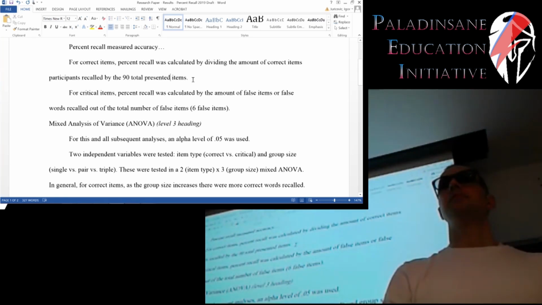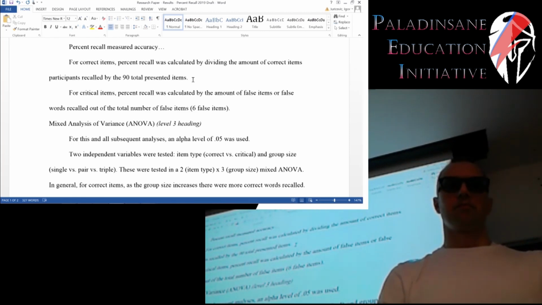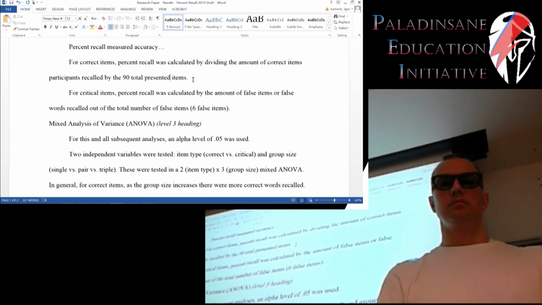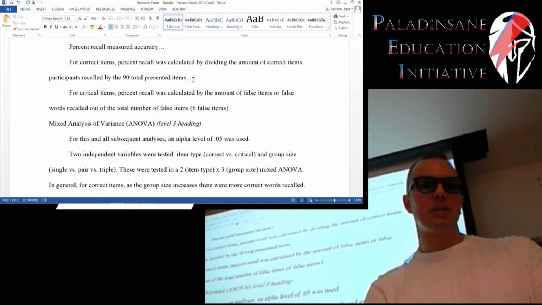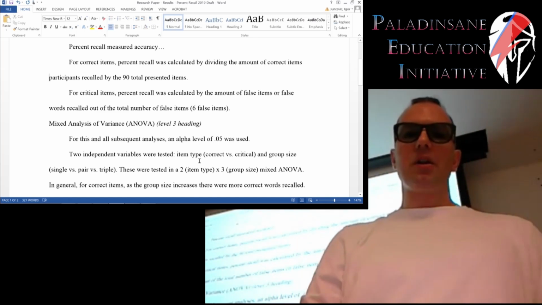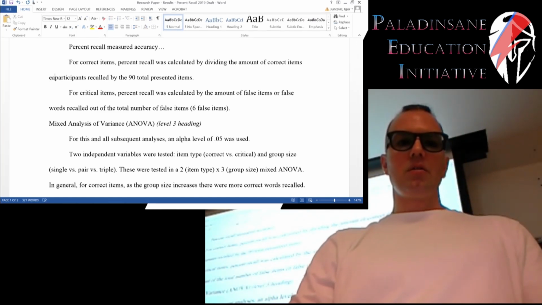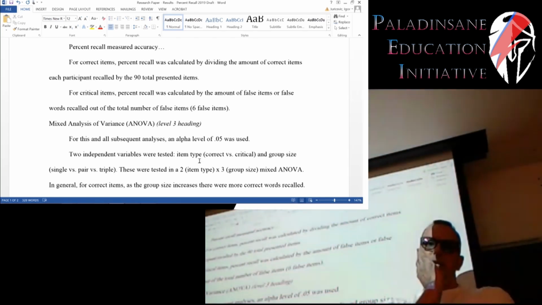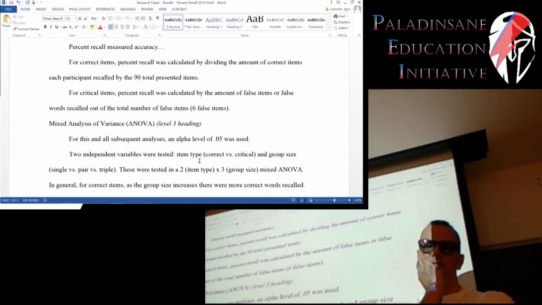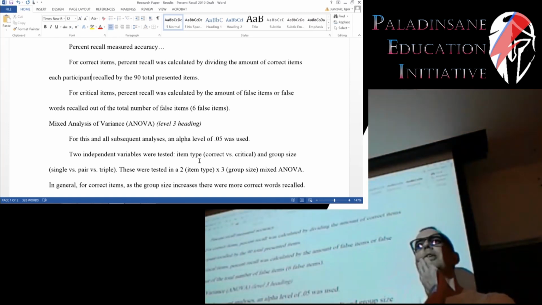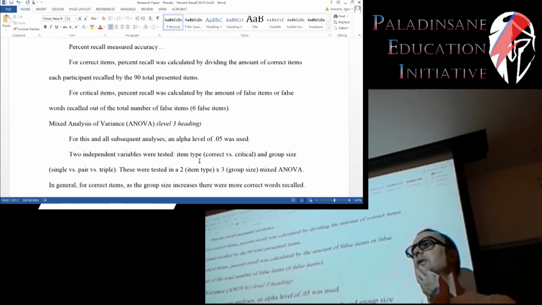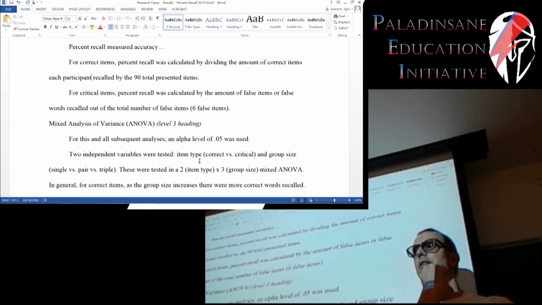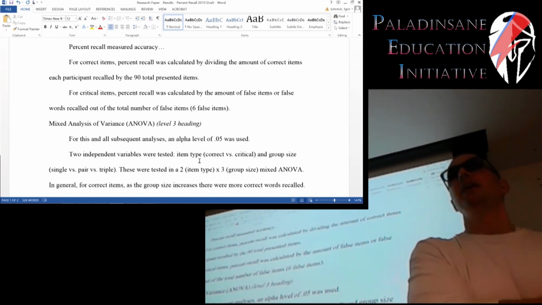Any suggestions? Do you say each participant? Because it kind of sounds like you're taking every participant's correct items, which would be way more than 90. Oh, let's see what that sounds like. Dividing the amount of correct items each participant recalled, each subject, by the 90 presented items. I don't know. We can take a vote on that one. How many people prefer each participant? And how many prefer participants? All right, well, let's keep it each participant then.